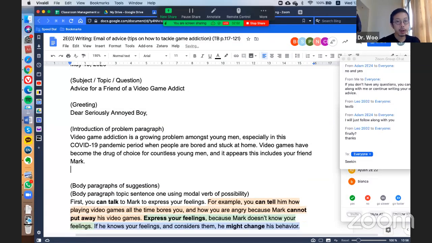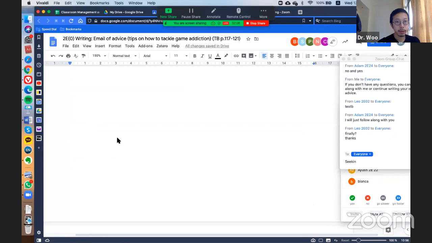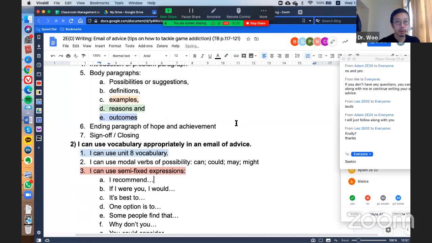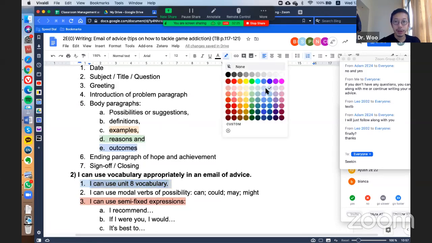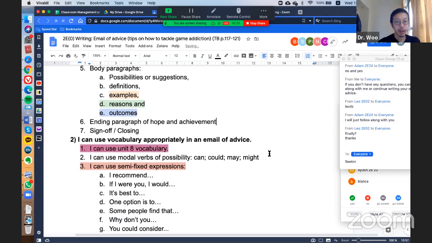So I've started using the vocabulary. Some Unit 8 vocabulary here. Okay, purple. Blue. Sorry. Dr. Wu is playing with colors. Okay, that's better.